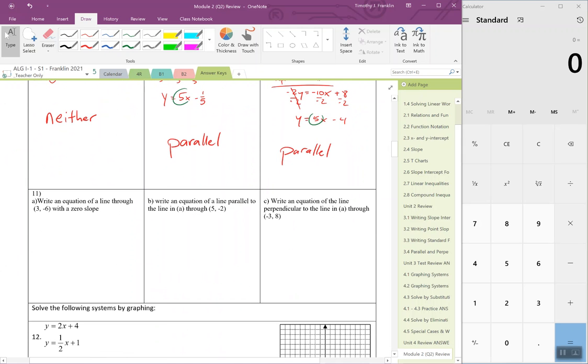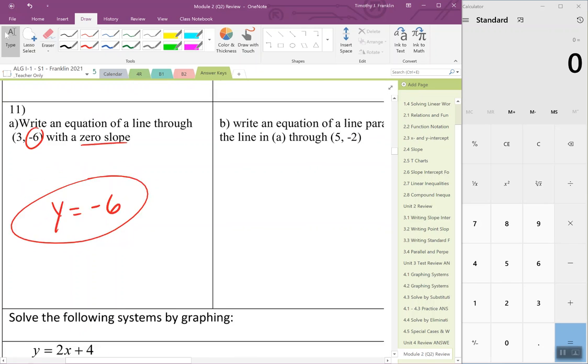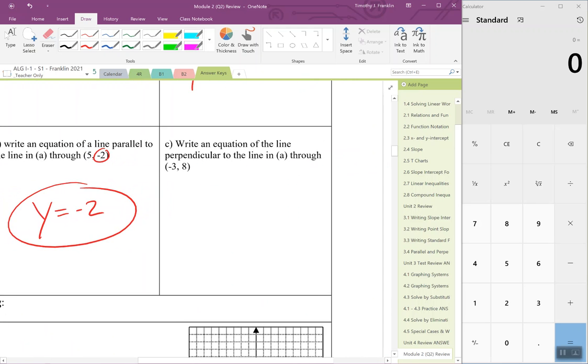Okay, number 11, write an equation of a line through 3, negative 6 with a 0 slope. Again, 0 slope, that's going to be y equals, and then use the y value from the point, y equals negative 6. And that is it there. Write an equation of a line parallel to the line in A through 5, -2. So parallel again means 0 slope. So again, y equals, use the y value, y equals -2.